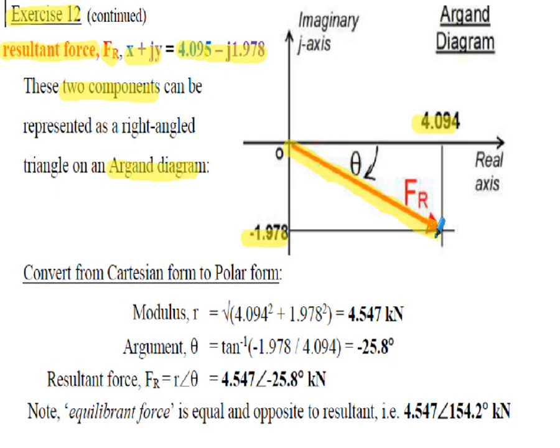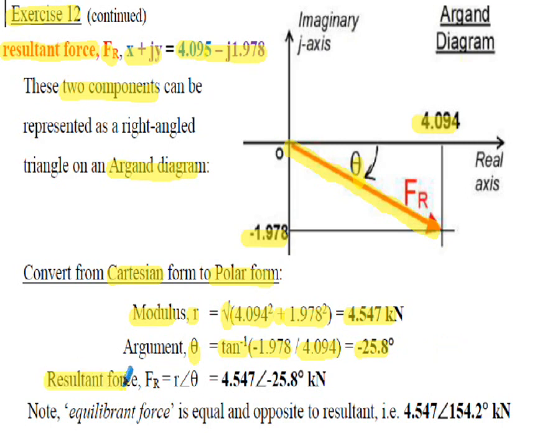We now need to work out the magnitude of the Fr and the angle theta. So to convert from Cartesian to polar form, the modulus r, which is the length of Fr in this case, is found from Pythagoras' theorem. So in this case it's 4.094 squared plus 1.978 squared, all square rooted. So the magnitude of Fr is 4.547 kilonewtons, and the argument is tan to the minus 1 of negative 1.978 divided by positive 4.094. That gives an argument of negative 25.8 degrees.